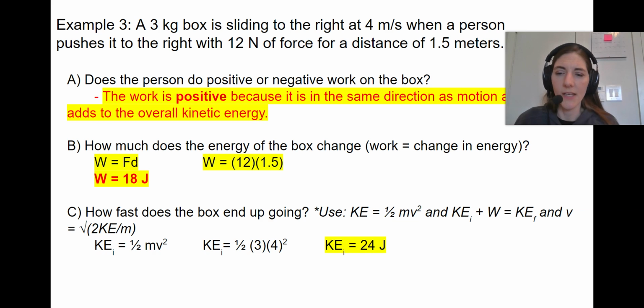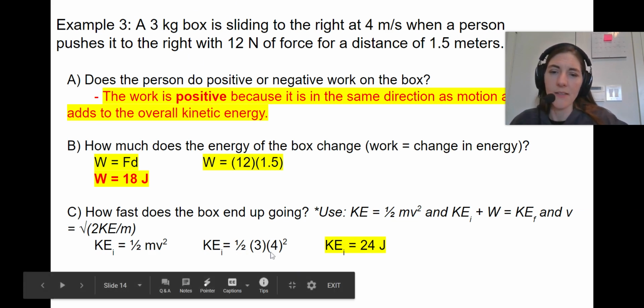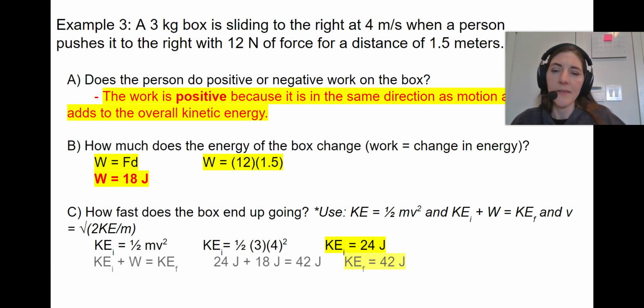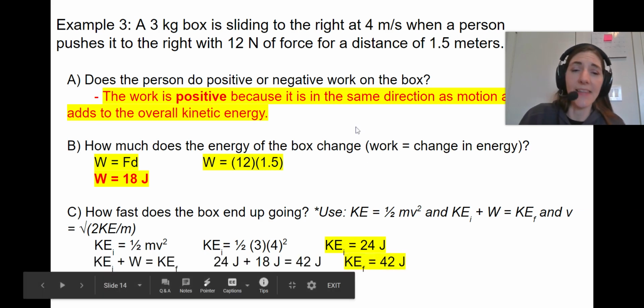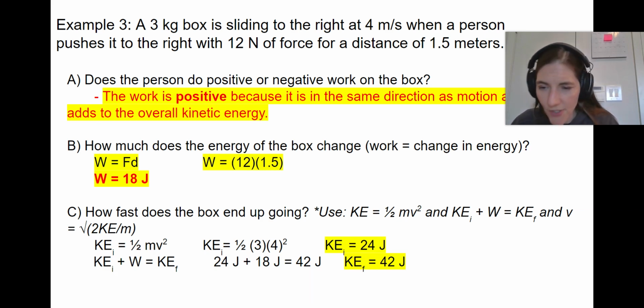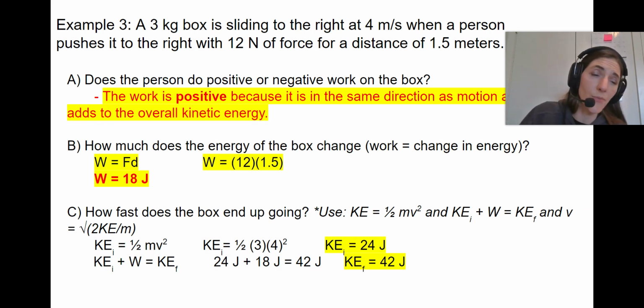So, initial kinetic energy. I have a mass of 3 kilograms and a velocity of 4 meters per second. So, 1/2 times 3 times 4 squared. The initial kinetic energy of this box is 24 joules. Now I just add that to the work. So kinetic energy initial plus work equals kinetic energy final. So 24 joules plus 18 joules of work gives me 42 joules, which is my final kinetic energy. Woohoo!